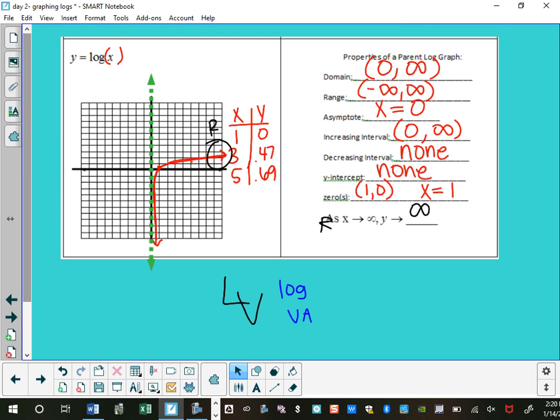But won't it just say log every time? It will say log, but then it's just going to say asymptote. See how it says asymptote? I don't want you guys to put y equals there. So if you think about LV, then you'll know that it has to be x because V is vertical, and then you can draw it.